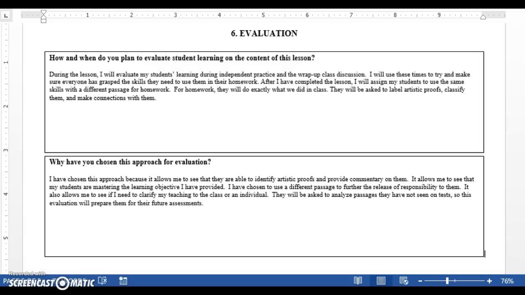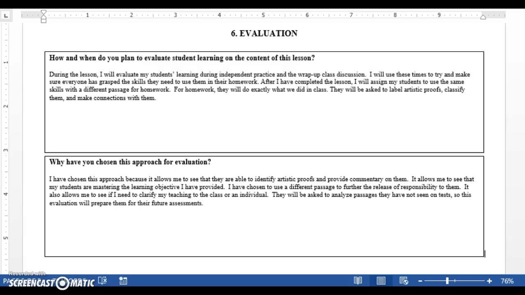It also allows me to see that, especially with a different passage, they can transfer this knowledge to other passages. And that's important for me because, especially with their homework, I can give them feedback and I can see, do I need to clarify something to the class or to an individual?